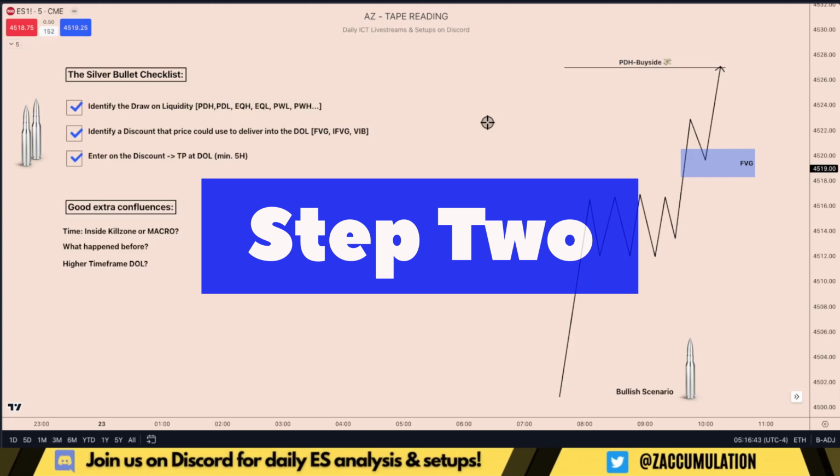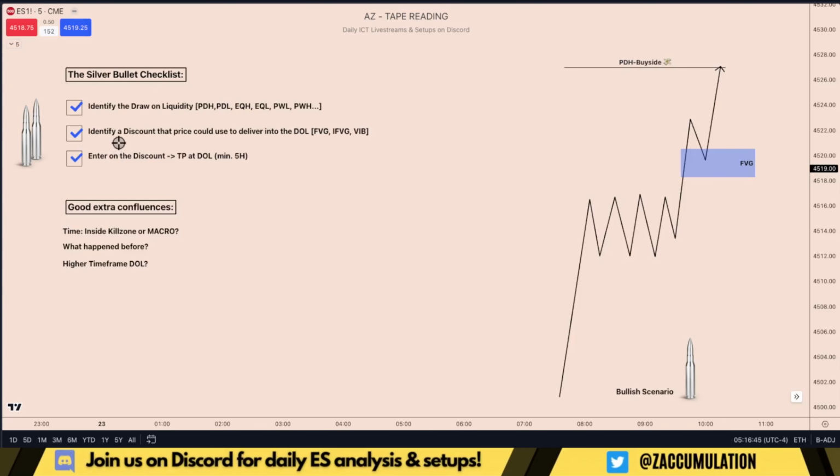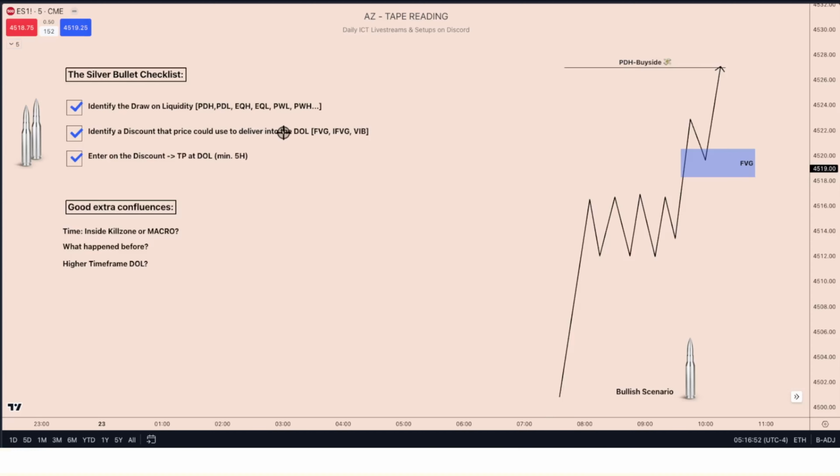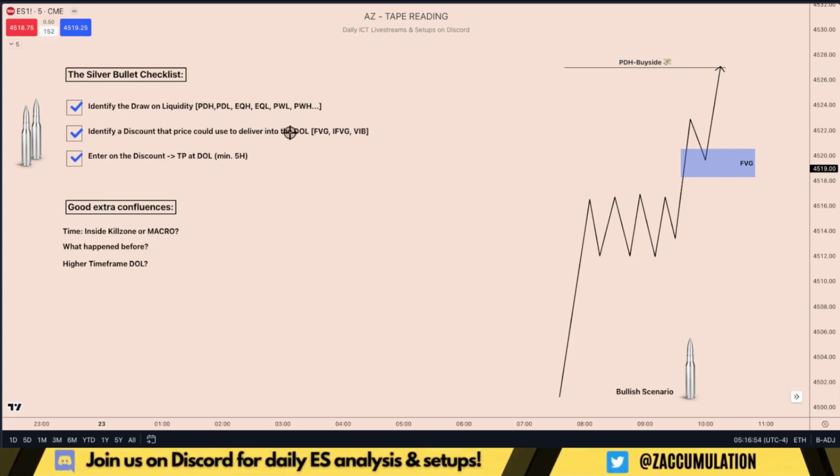And then we already get to our second step, which would be to identify a discount that price could use to deliver into the draw on liquidity. We could use a fair value gap here, maybe even an inversion fair value gap, or simply a volume imbalance. If price is really bullish, sometimes all it uses is a volume imbalance, and I will also show you an example for that in the end of the video.